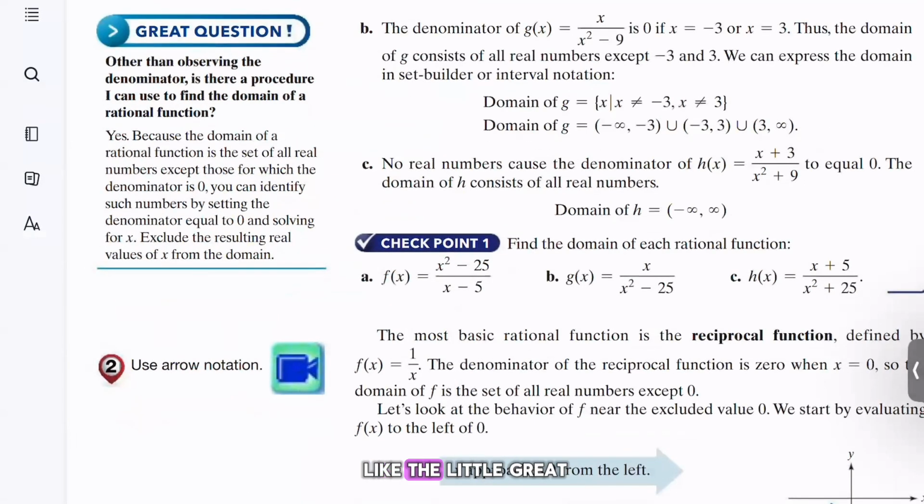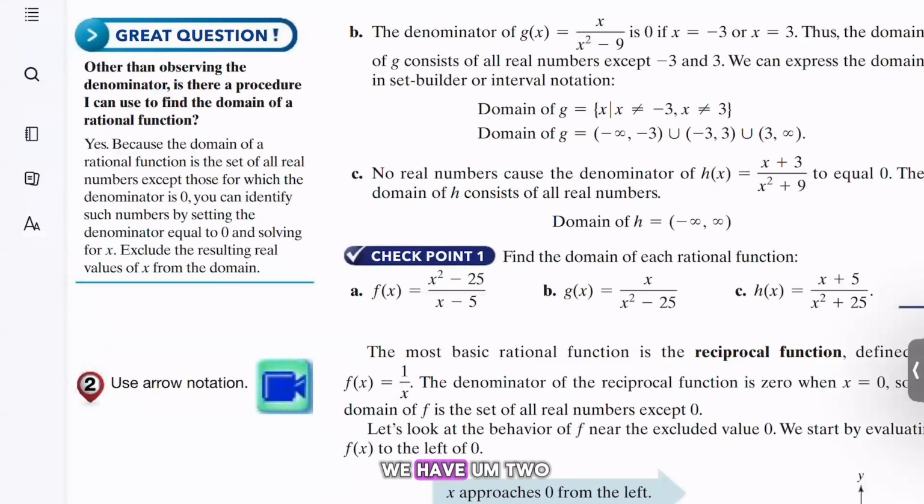I like the little great question thing where it says, other than observing the denominator, is there a procedure I can use to find the domain of a rational function? It says yes, because the domain of a rational function is the set of all real numbers except for those for which the denominator is 0. You can identify such numbers by setting the denominator equal to 0 and solving for X. It's that simple.